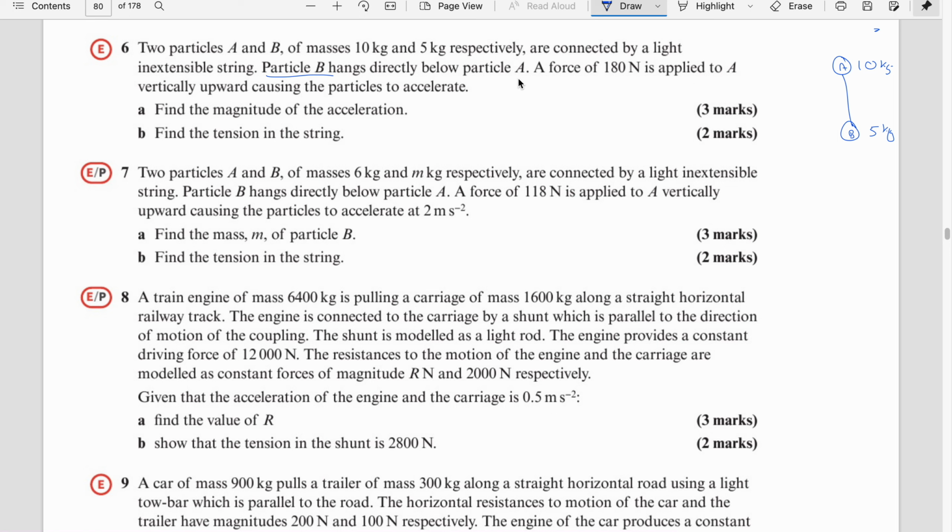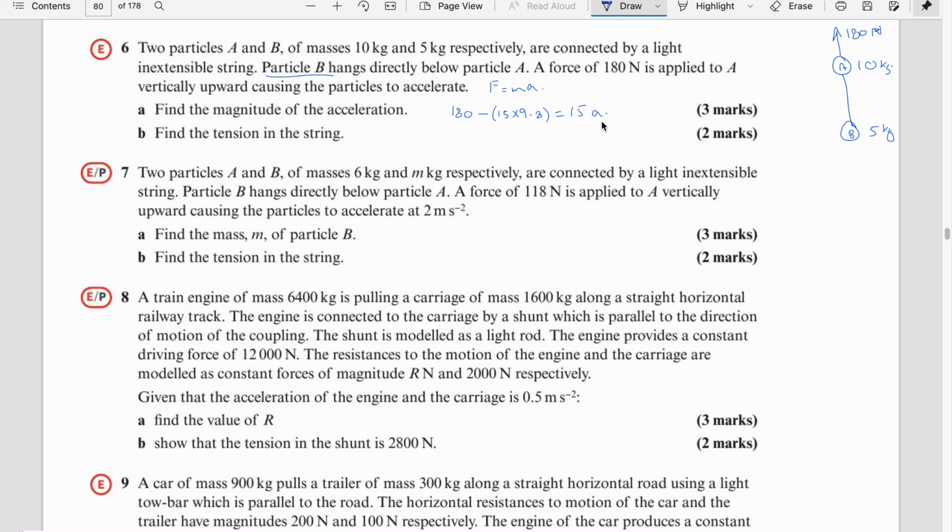A force of 180 Newton is applied to A vertically upwards, causing the particles to accelerate. The force of 180 Newtons is going upwards. Find the magnitude of acceleration. For acceleration, we use F equals ma, where F is the net force. Net force is the forward force, that is upwards, minus the resistive force, which would be the weight of these two. So the total mass is 15, m into g, is equal to mass into acceleration.